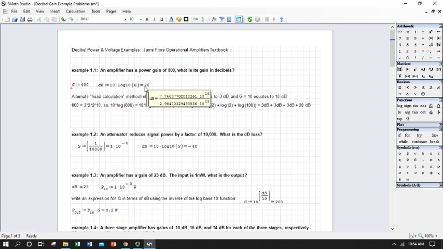Remember that halving. If you cut something in half, you will lose 3 decibels. So there's another example of that. So we'll gain it back.